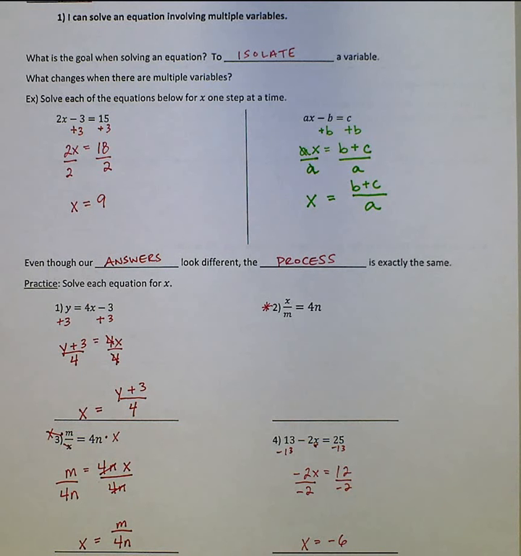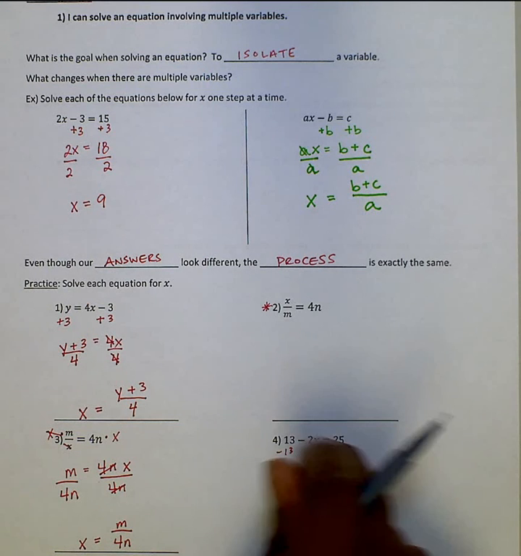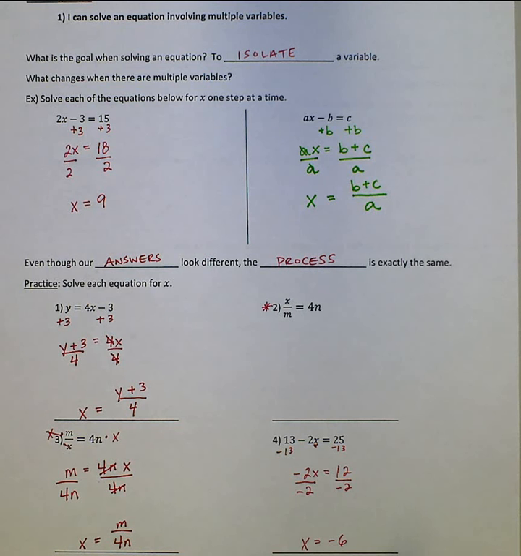Now look, because I had numbers, there's only one variable in this equation. My answer is just a number. X is negative 6. Okay, but it's the same process. We didn't have to change anything that we did because there weren't variables there. So the process is the same.